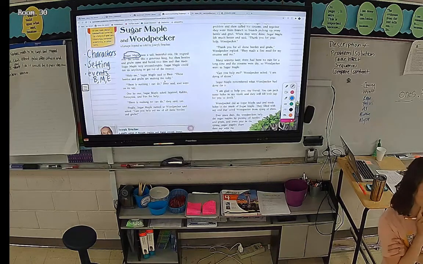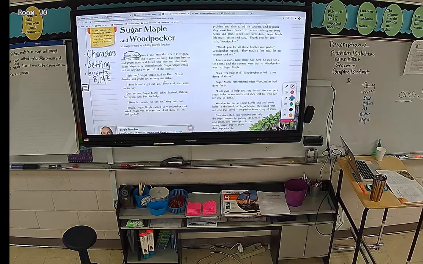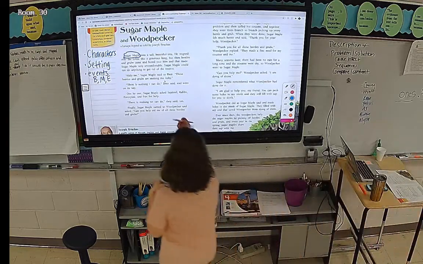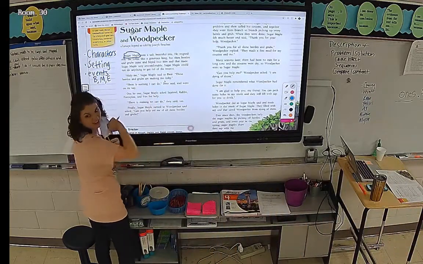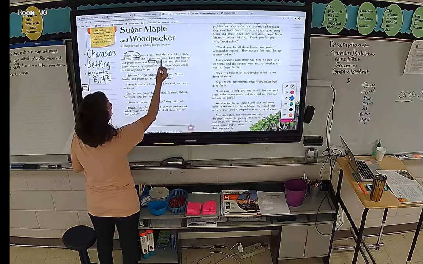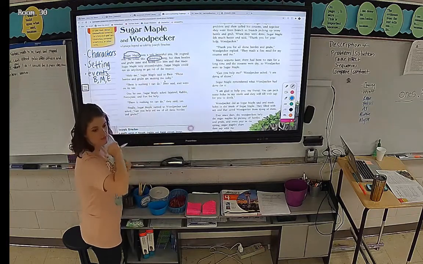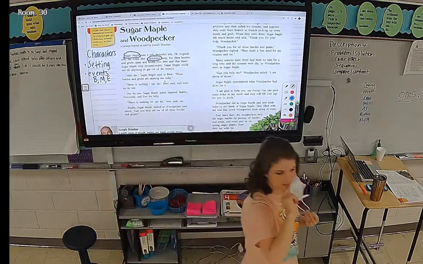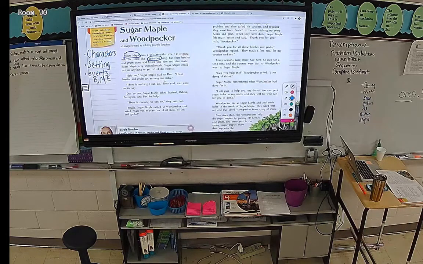Now, how would you describe Sugar Maple? Think about what he's done. How would you describe him? Caius? Generous. I love that. And I love that you're using some of those words from the text. Everybody circle generous. What does generous mean? If you are generous, you do what? You help. Okay, yeah. You give things to people. You take care of other people.